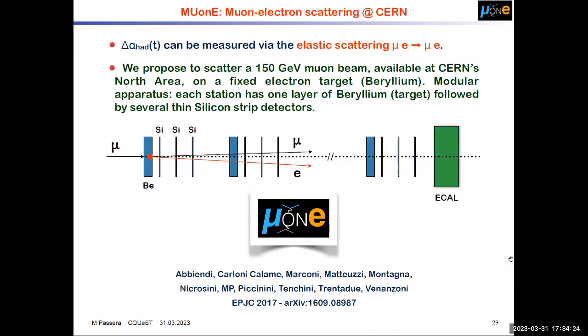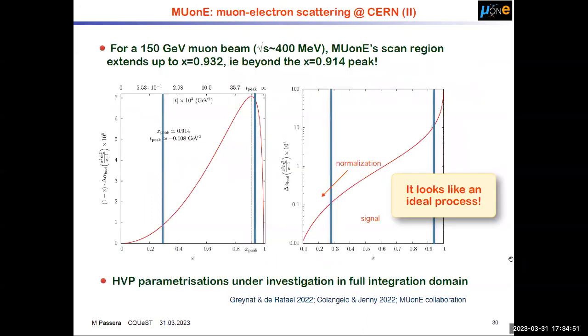You need several because, in principle, you think you can just make one thick target, but then you have a lot of multiple scattering inside this target. We are thinking of targets of about 1 centimeter, which is already challenging because the multiple scattering can be important. We need a precision which is incredible. Let me show you the precision that we need.